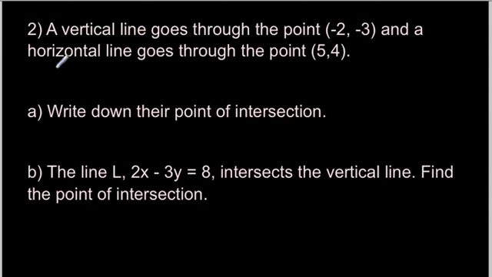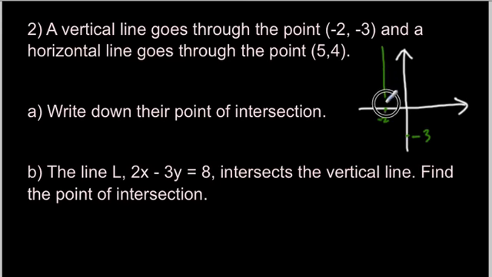Okay, so the last question of this section is the following. A vertical line goes through the point -2, -3, and a horizontal line goes through the point 5, 4. Write down their point of intersection. So a really good idea when you have questions like these is to really draw a diagram. So we have this is our x-axis here and our y-axis there. So a vertical line goes through point -2, -3. So -2 here and -3 here. So we have a vertical line that goes right there.